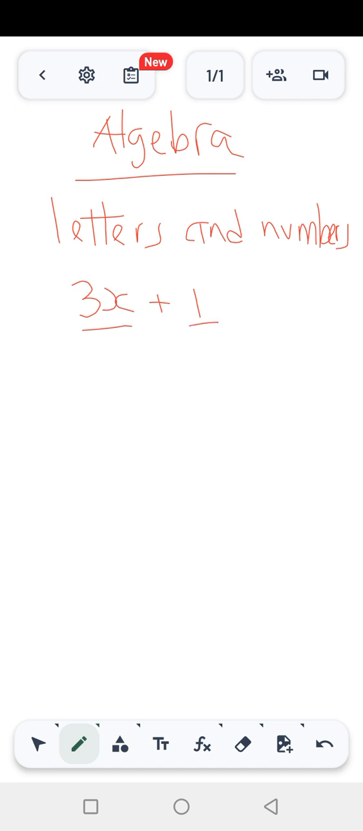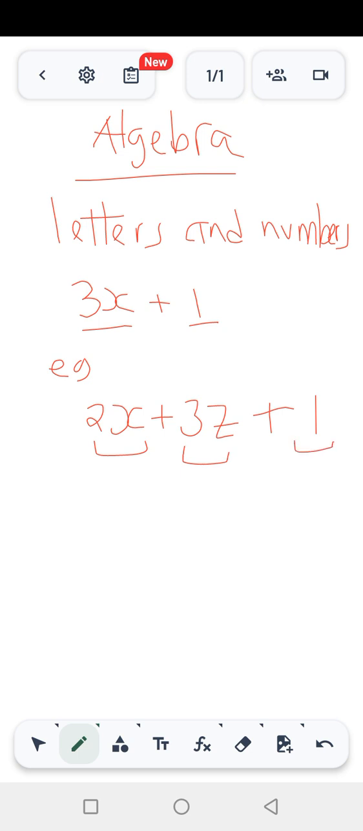And remember, the terms in algebra are separated by either the plus sign or the minus sign. For example, if I have 2x plus 3z plus 1, this is our algebraic expression having three terms. This 2x is called a term, this one is a term, and this is also a term. So we have three terms.